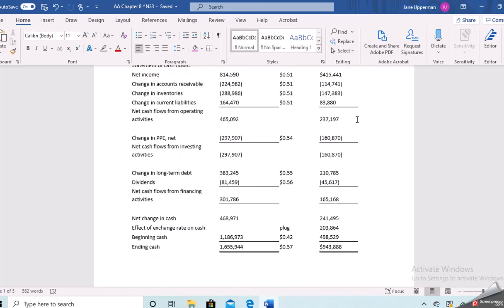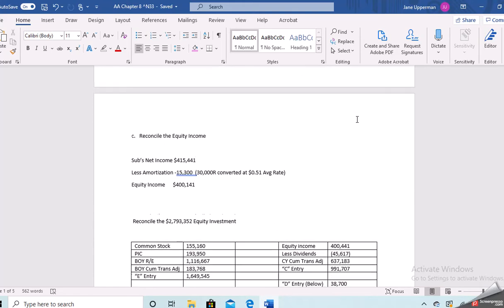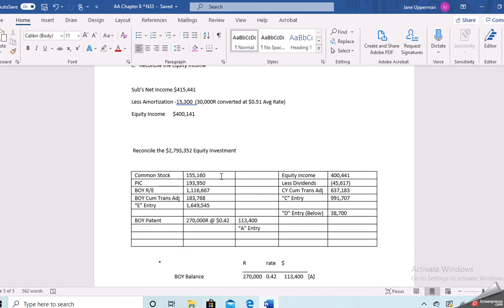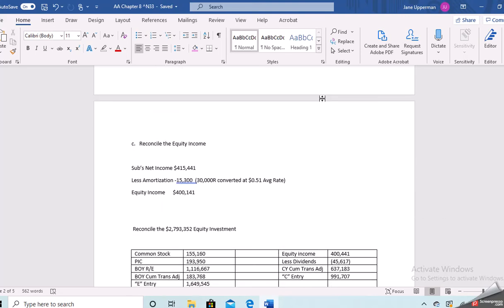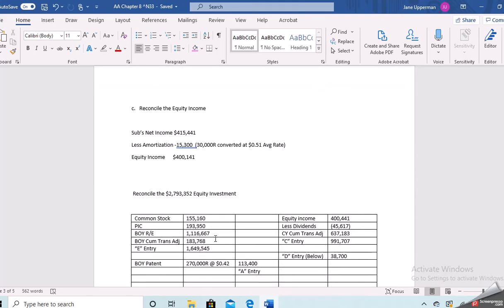So again, those are the three same numbers we always do. So that is our common stock, paid-in capital, beginning of the year retained earnings. Now, the one thing that we do add to the E entry is our beginning of the year cumulative translation adjustment. So again, that was given to us in the problem, but it's this 183,768. So that now becomes a part of our E entry. Then we total those up.